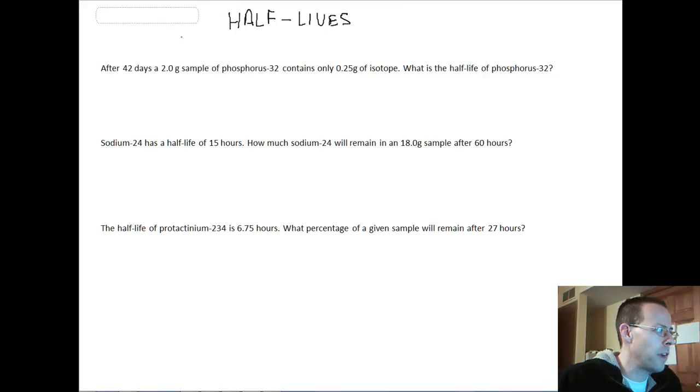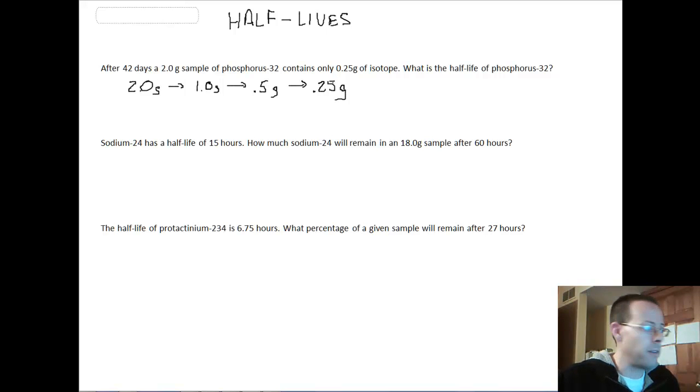So if we start with a 2-gram sample, after one half-life, how much do we have left? We have 1 gram left. Right? If another half-life occurs, how much do we have left? We have half of 1, so we have 0.5 grams left. Right, and if another half-life happens, how much do we have left? We have 0.25 grams. And what's the problem tell us? It tells us we have 0.25 grams.